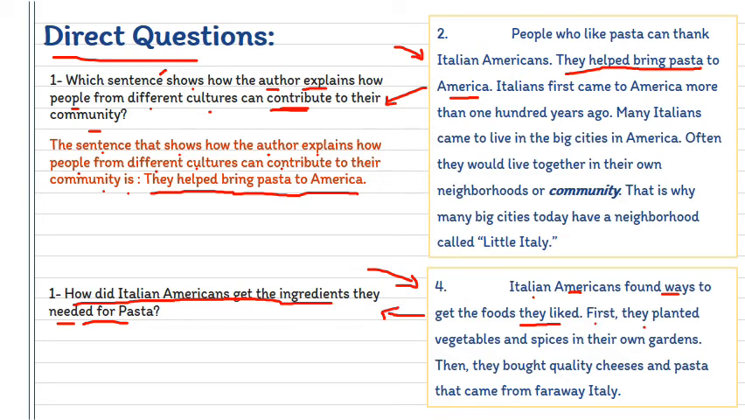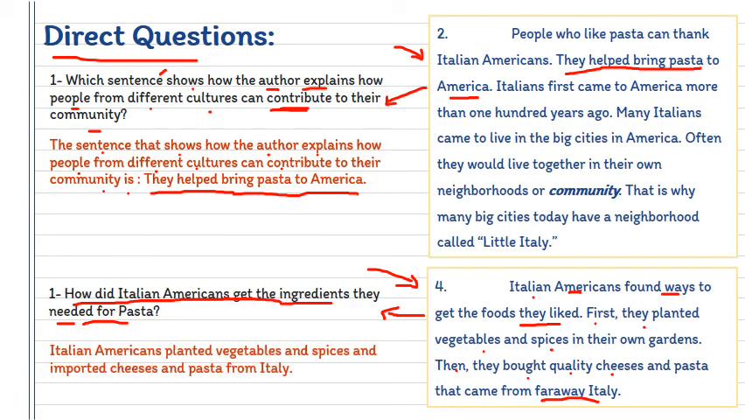First, they planted vegetables and spices in their own gardens. Then they bought quality cheeses and pasta that came from far away Italy. So they did two things. They planted and they bought cheese from Italy. So here I can say Italian Americans planted vegetables and spices and imported cheeses and pasta from Italy.